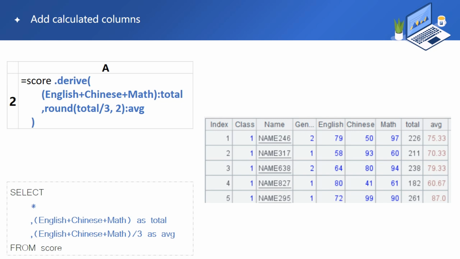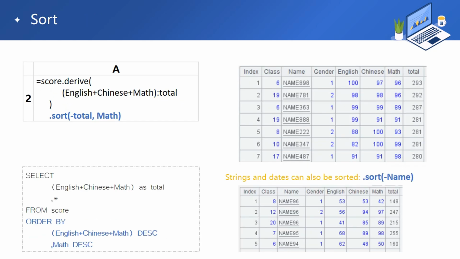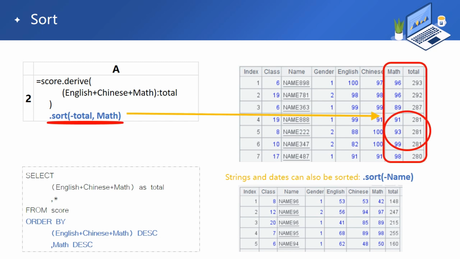If you want to add new calculated columns directly to the existing table sequence, you can use the derive function. Add the total and average scores of the 3 subjects here. Sort all students in descending order of total score, and for students with equal total scores, sort them in ascending order of math scores. SPL uses the sort function to implement sorting, with a negative sign before the sorting field, total, indicating descending order and math, indicating ascending order. In the results, it is observed that there are multiple students with a total score of 281, with students with lower math scores ranking higher.